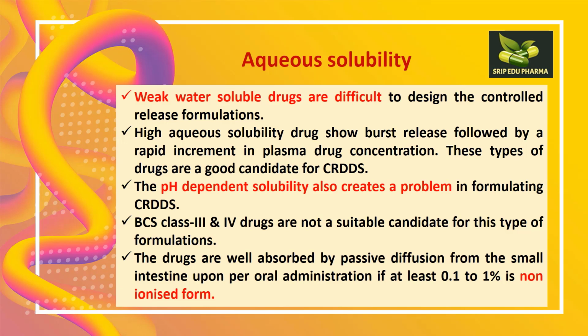We know that most of the active pharmaceutical moieties are either weakly acidic or weakly basic in nature. So these properties affect the water solubility of the active pharmaceutical moieties. And second thing is that if any drug is pH dependent, then it also causes great difficulty in formulating. So while preparing the controlled release systems, the drug should not alter its properties if the pH is changed. Then the next point is that BCS class 3 and 4 drugs are not suitable for preparing controlled release formulations.